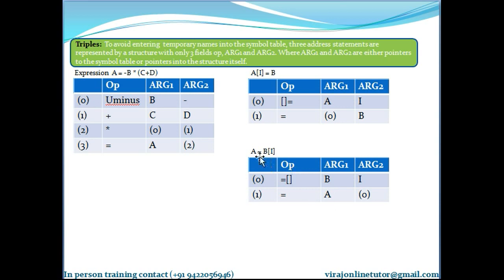Same for this. One more example. B of I, you assign it to A. So first you handle the subscript operator. B is the first argument, I is the second argument. So this line is representing B of I. The second statement says whatever is B of I, assign it to A. So whatever is in 0, assign it to A.